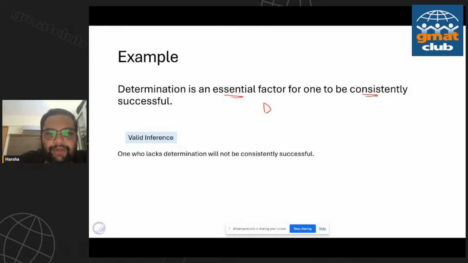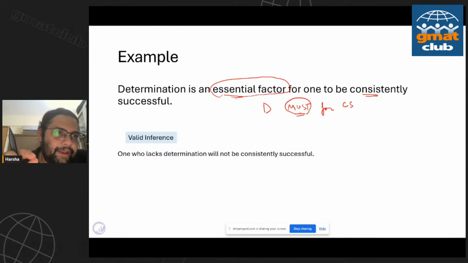So let's think about that. What does that mean when I say that determination is an essential factor? Fundamentally, it means that determination is a must for success, for consistent success. And when I say it's a must, what does it mean? If you're not determined, there's no way you're going to be consistently successful. That's what it means.